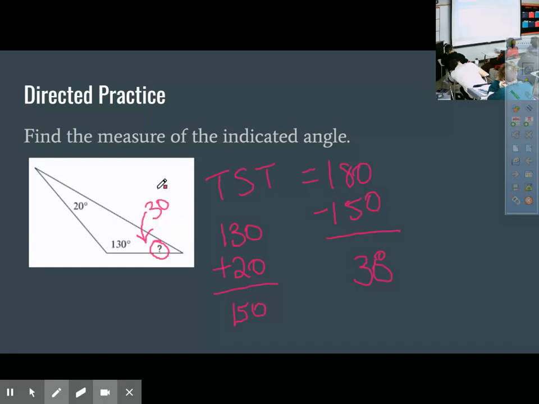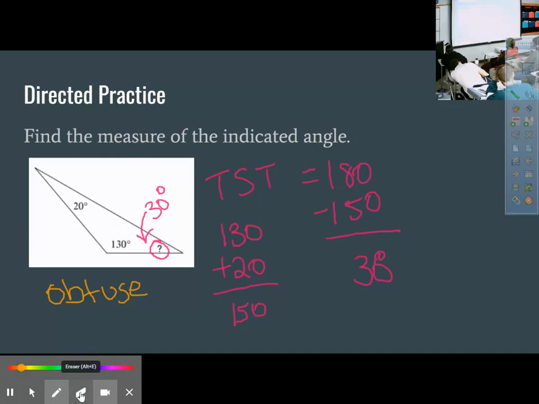Now, I know I didn't ask this, but let's go ahead and do it anyways. Haley, what type of triangle would that be considered? Why is it obtuse? Because it has an angle that's larger than 90. Perfect. It has an angle that's larger than 90, so it's obtuse. Okay. All right, what questions do you have for me so far?